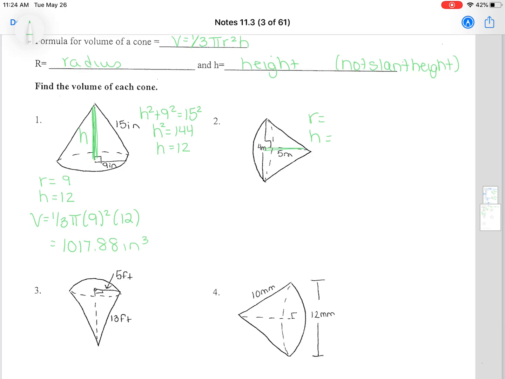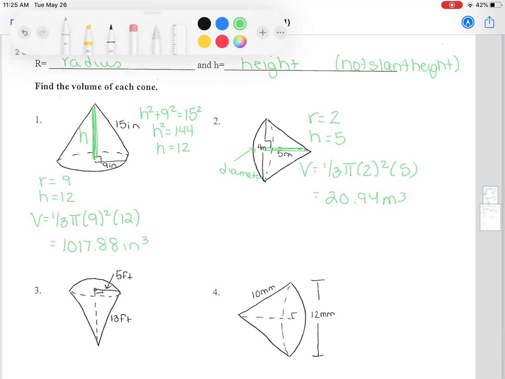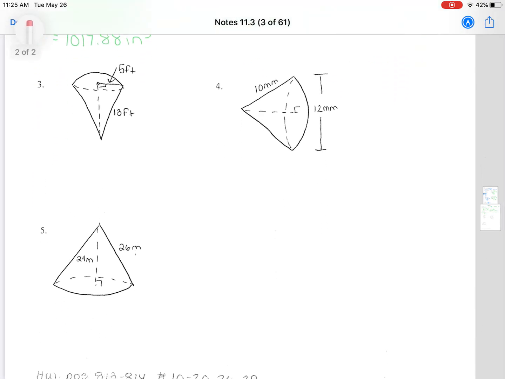Okay, all right, jump over to number 2. So we need the radius and we need the height. So this is a cone that got tipped over. So 5 is the height, we have that. 4 though, that is the diameter, which means that the radius is 2. You don't want the whole entire thing. This value is equal to the diameter. So volume is 1/3 pi r squared times the height. Put all that together and you get about 20.94 meters cubed for that.